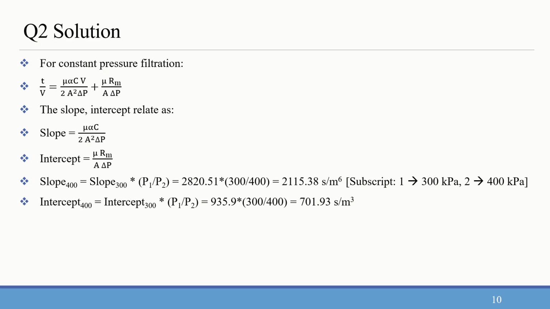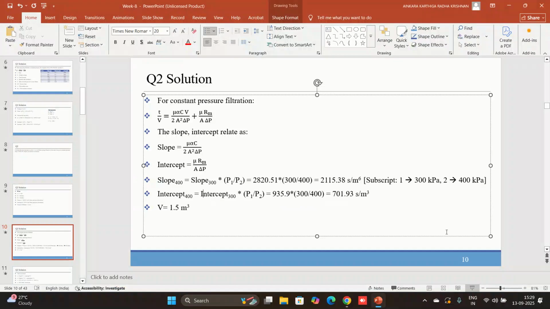Next we have the intercept. Again we are doing the same calculation. Intercept is 300 into P1 by P2, so 935.9 into 300 by 400. So we get the new intercept at the 400 kilopascal. Now we are given that the volume of filtrate is 1.5 meter cube, for which we need to find the time. So what do we do?